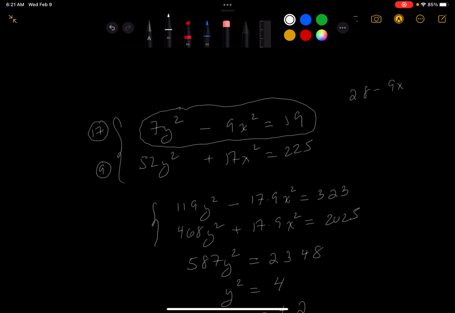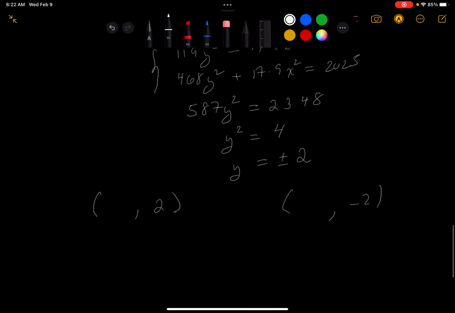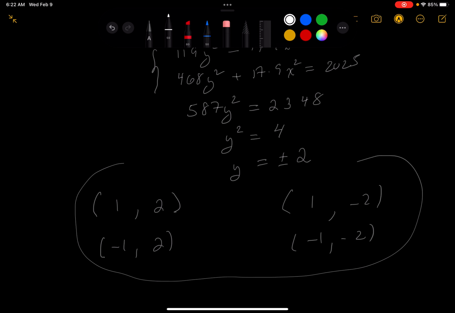Minus 9x squared equals 19. I'm going to subtract 28 from both sides, and you would get x squared is equal to 1, or x equals plus or minus 1. I'm going to write that down now. So 1 or minus 1, 1 or minus 1. All right, these are my 4 answers.